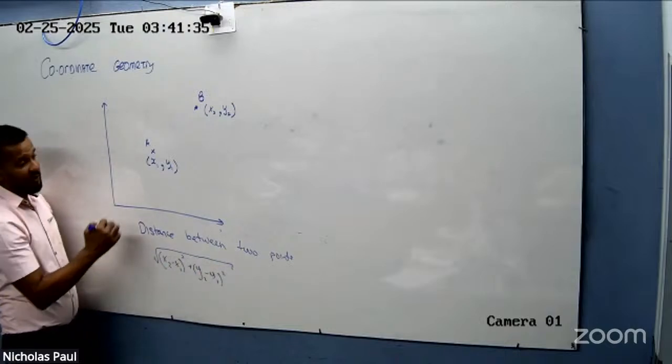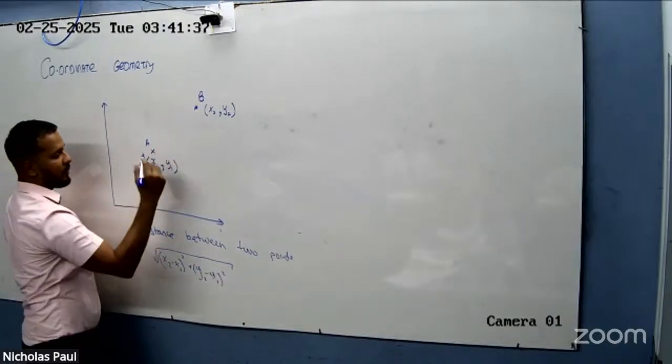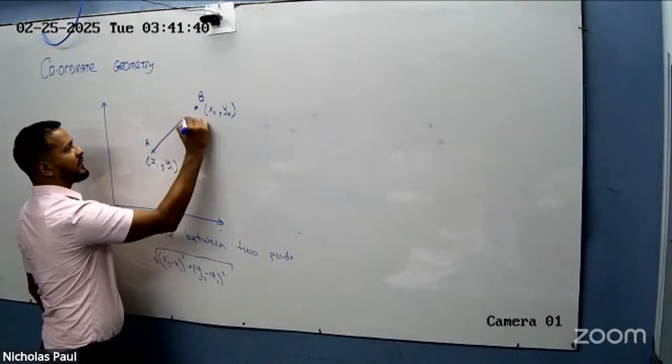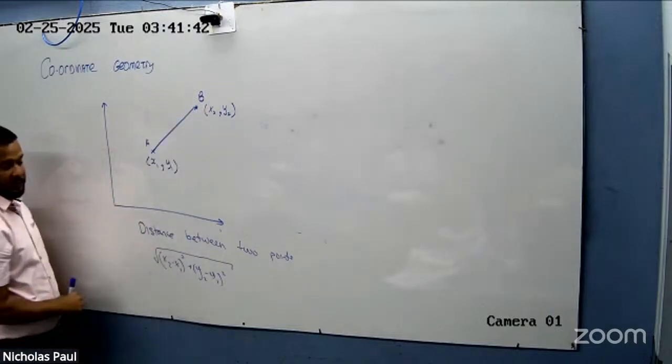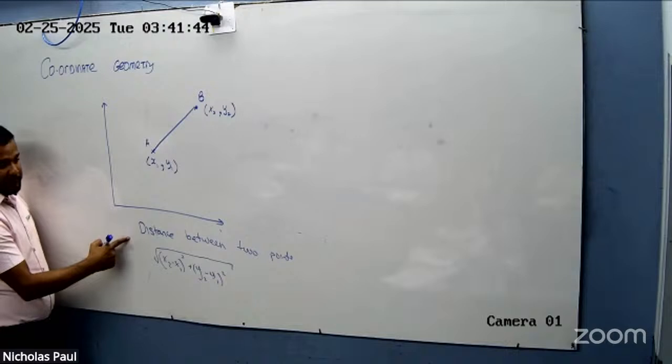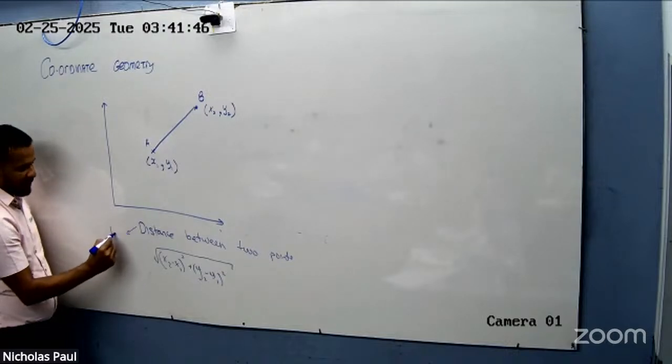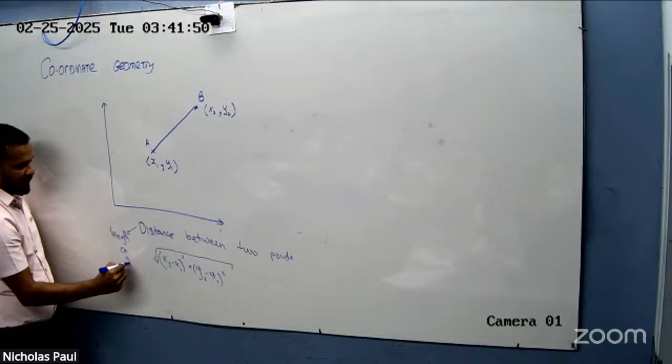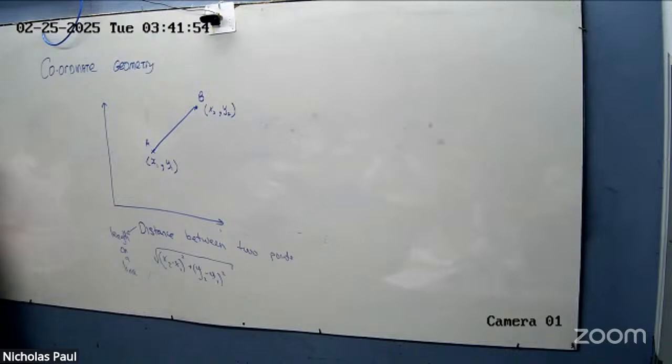Right? So if I ask you to find the length of this line or the distance between the 2 points, you can use this, right? So distance between 2 points is the same as length of a line, right? It's the same as length of a line. All right?